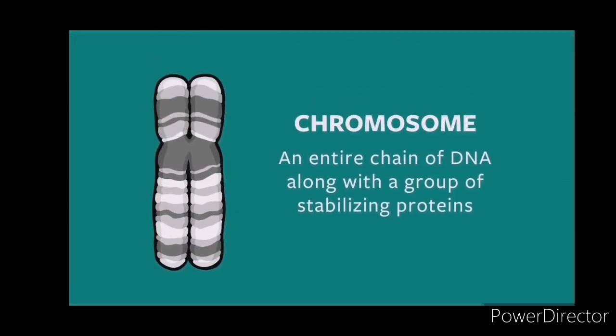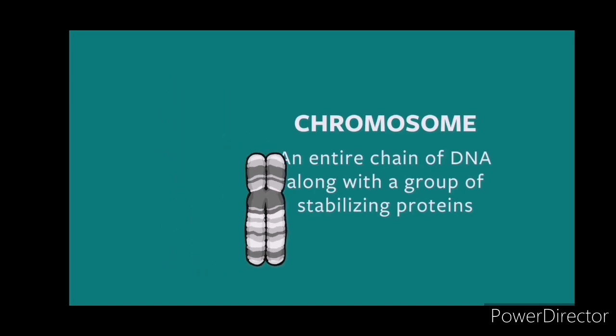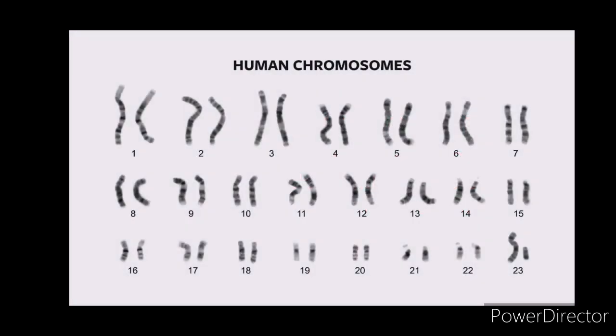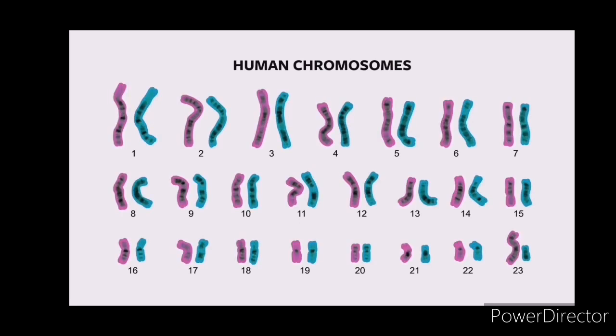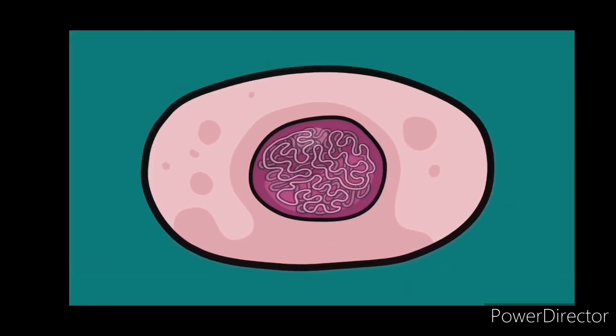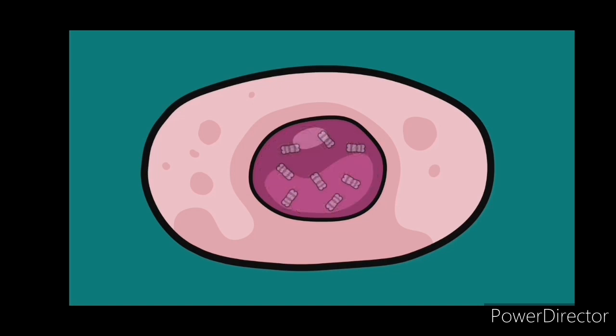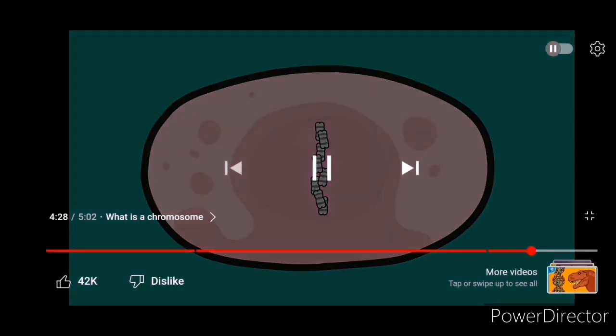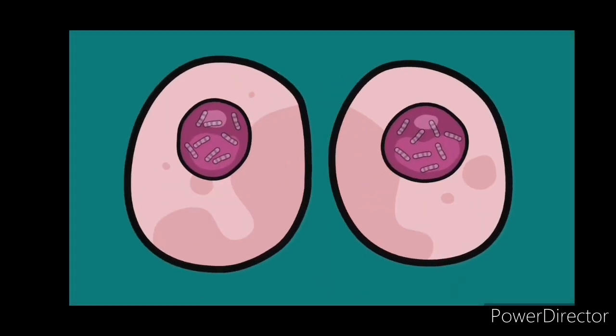A chromosome is an entire chain of DNA along with a group of stabilizing proteins. Humans typically have 23 pairs of chromosomes in each of their cells, that's 46 altogether. In your body, one member of each pair came from your father, the other from your mother. For most of a cell's life, chromosomes exist in a loose, noodle-like structure. Chromosomes are copied and then condensed like spools of yarn for durability when a cell prepares to reproduce by splitting in 2.